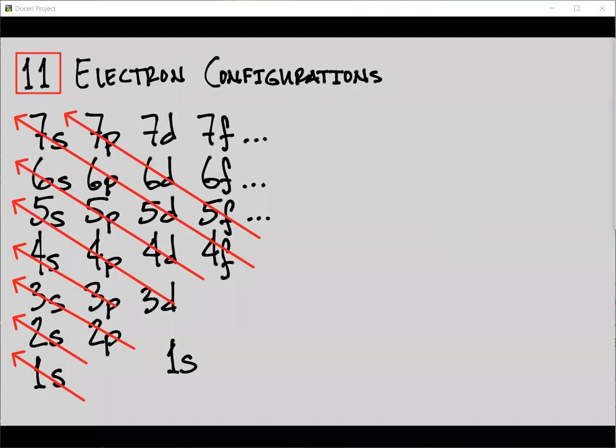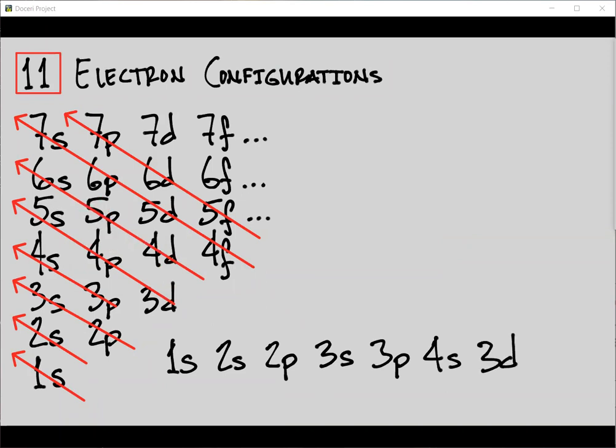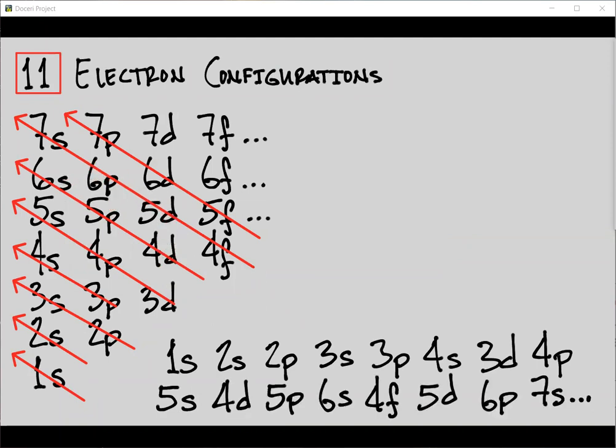All right, so when you're following these arrows here, you fill out the 1s first, followed by the 2s, and then you have the 2p and the 3s, and then the 3p, and then the 4s, and then the 3d, 4p, 5s, and then 4d, 5p, 6s, and so on and so forth.